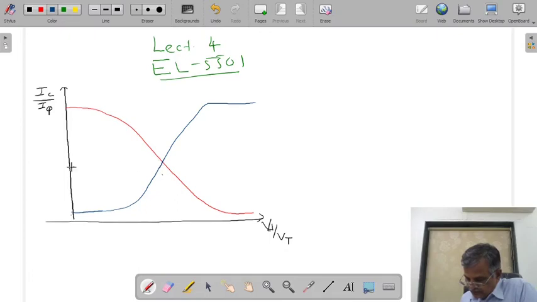At this point I am writing 0.5, and this is nearly 1. Here I am writing VD by VT is 0. Here I am writing 2, here 4, here -2, and here -4.